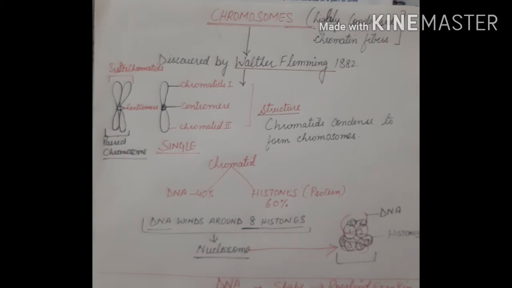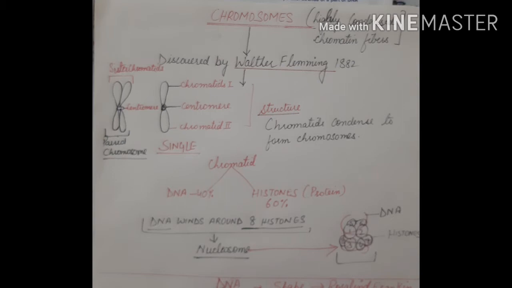Now we say chromatids are made up of chromatin material. What is chromatin? It is material made up of two substances: 40% is DNA and 60% is histones. Histone is a type of protein which makes up your chromosome. DNA full form everyone knows, deoxyribonucleic acid. These DNA strands in the chromosome join together to form a DNA molecule.